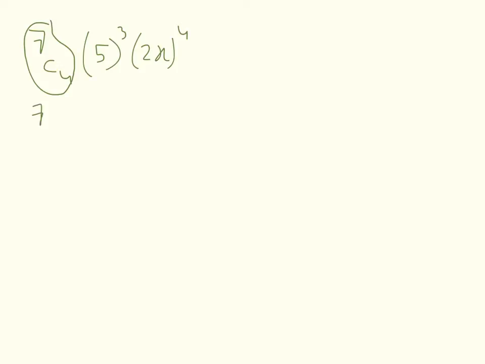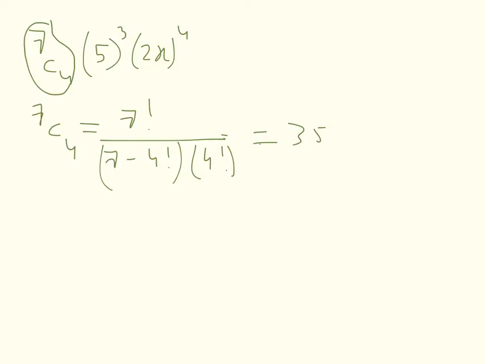So I have 7c4, as stated above, and to solve this, I will have to turn this into a factorial. So I have 7 factorial divided by 7 take away 4 factorial into 4 factorial once again. This gives me 35 as an answer, and what I now need to do is go back to the original question and substitute 7c4 in.